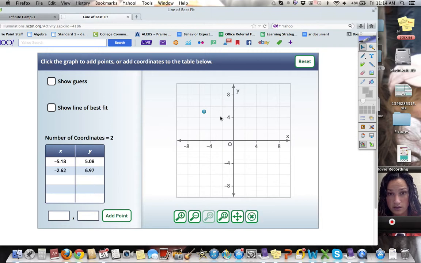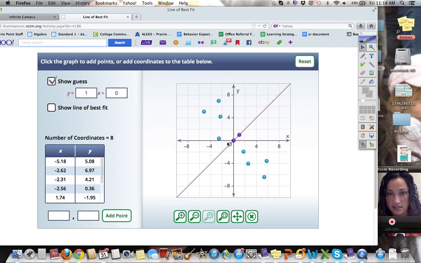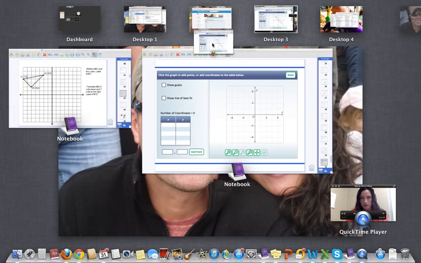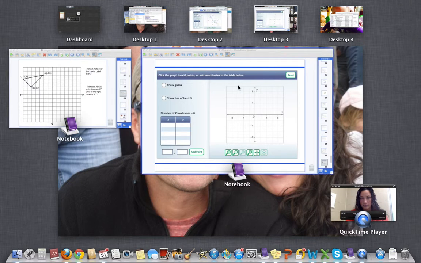Here are some points. Let me see my guess. Turn this one. Turn this one. Maybe I want this one up here a little bit. Well, that looks all right to me. Show the actual line. That's what it actually is. So you can see how close you are to doing it. So that's a pretty cool thing right there. Let me go back to our video.